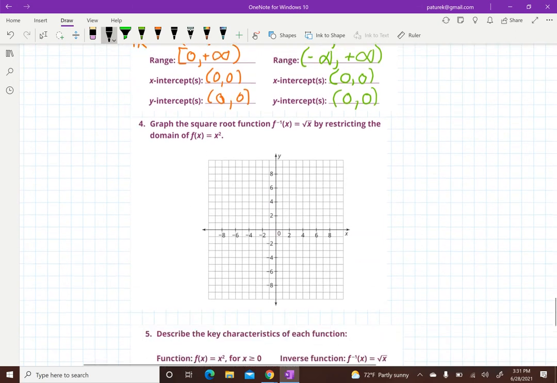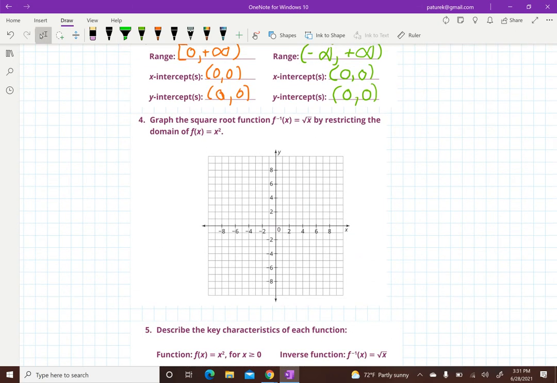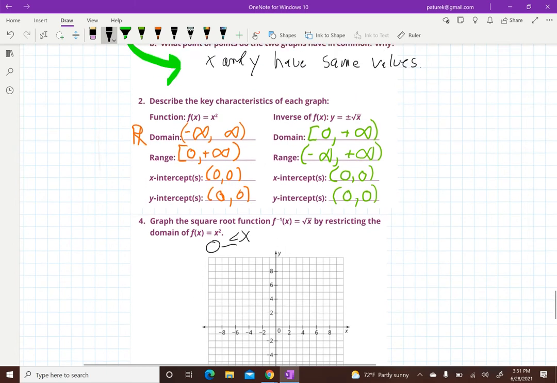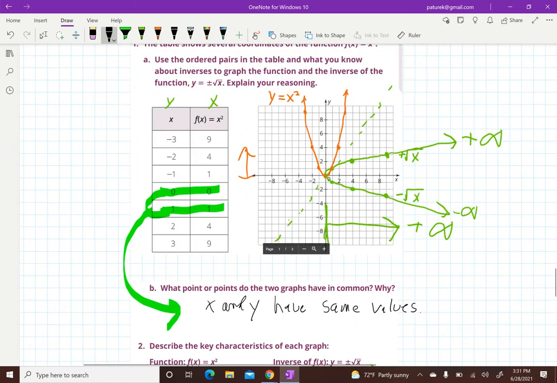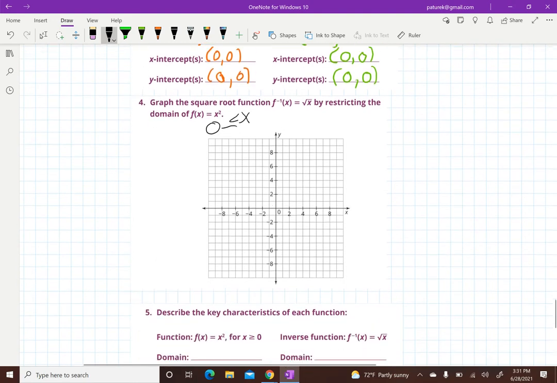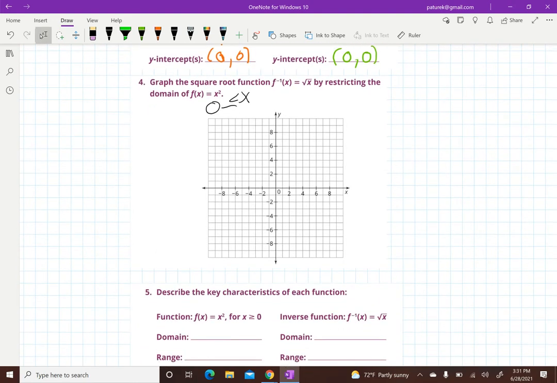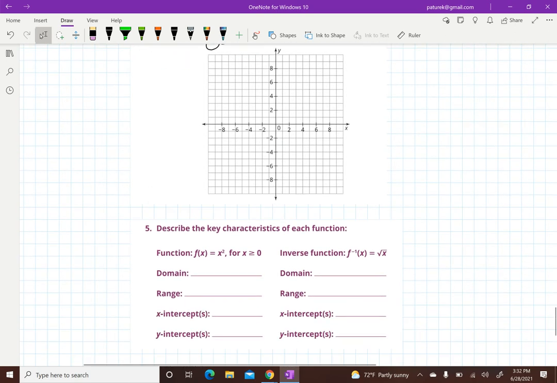All right, next one, number 4. Graph the square root function by restricting the domain of f equals x squared. Okay, so I'm going to restrict the domain to be x greater than or equal to 0. I'm restricting it at its vertex. For these simple parabolas with the vertex at the origin, that means we're restricting it at the origin. But if the vertex is at 3, 2, then you need to restrict your domain starting at x equals 3 in that example.